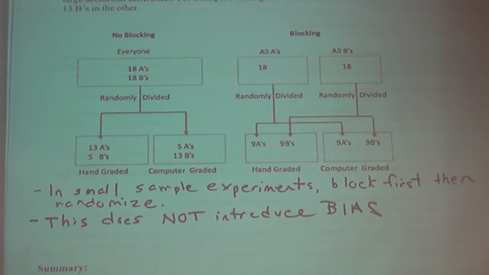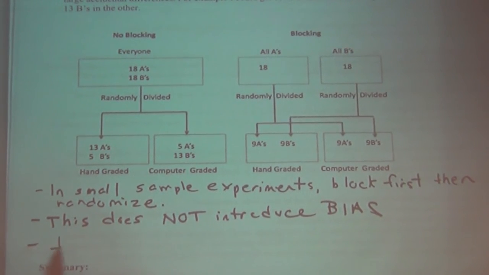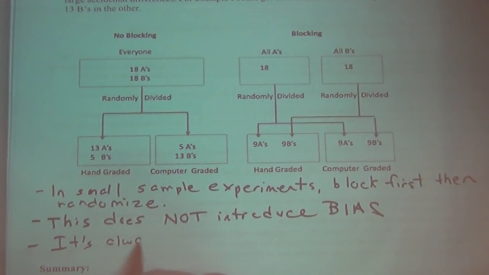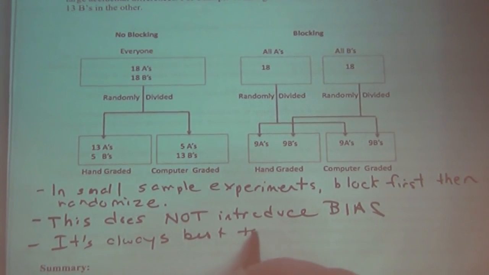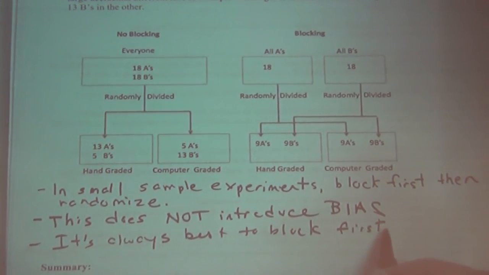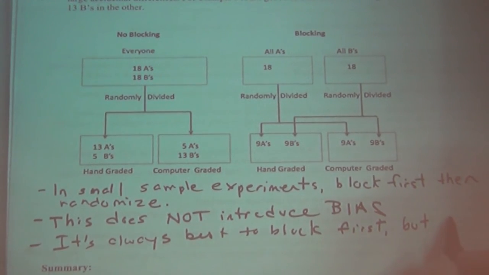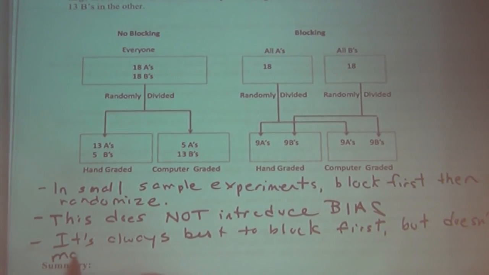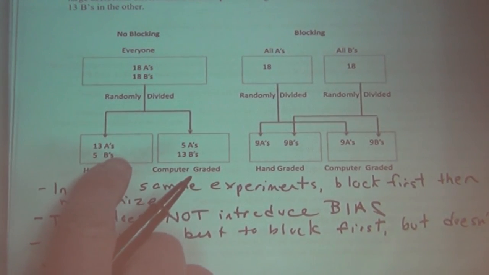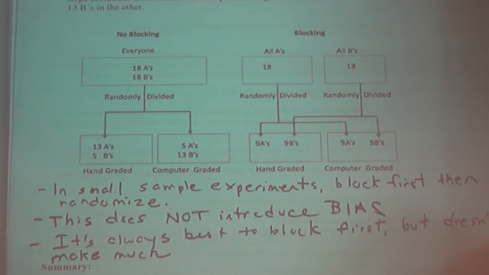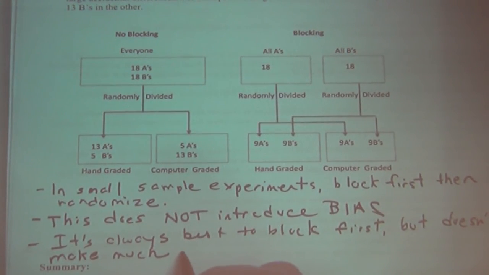Okay, it's always best to block first. It never can hurt, but it doesn't make much of a difference if you have a very big sample size, because with a big sample size, those differences are going to average out. You're not going to get such a crazy uneven distribution. It doesn't make much of a difference when you have large sample sizes.